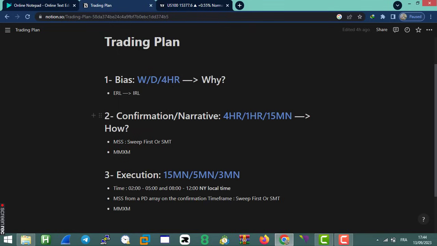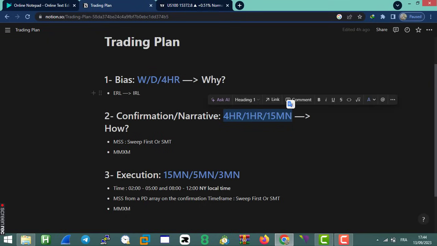The second step is the narrative, which is how, right? How should price reach that level? So here we are talking about premium/discount arrays, market structure shifts, order blocks, breaker blocks, sweeps on liquidity, change in the state of delivery, turtle soups, these kinds of concepts. So as you can see, these are the time frames that we're going to look for.